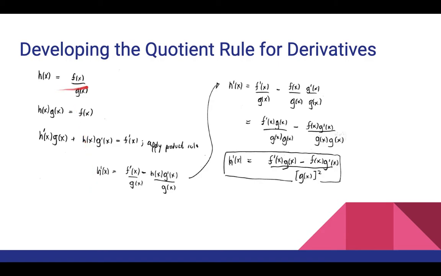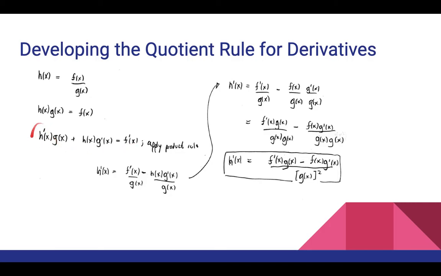Specifically, if we have h of x equals f of x divided by g of x, what is the derivative h prime? So what we're going to do here is manipulate this by first multiplying both sides by g. h of x times g of x equals f of x. So now we can apply the product rule. h prime times g plus h times g prime equals f prime.